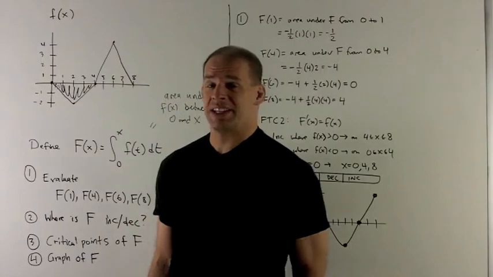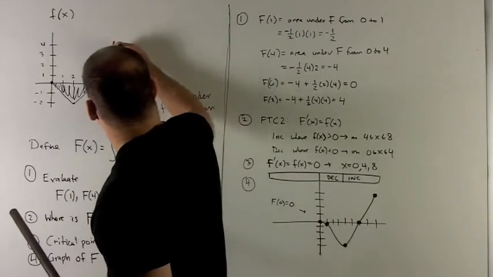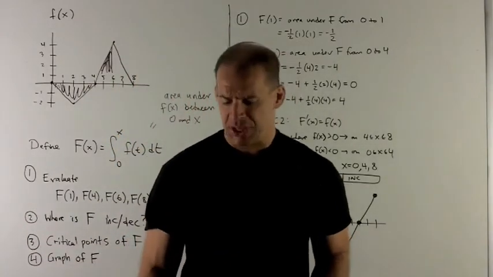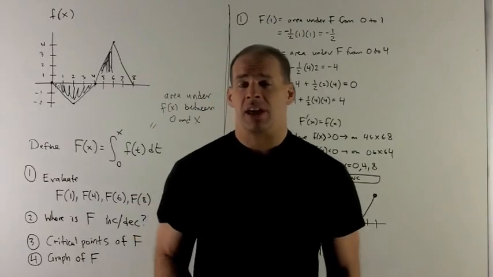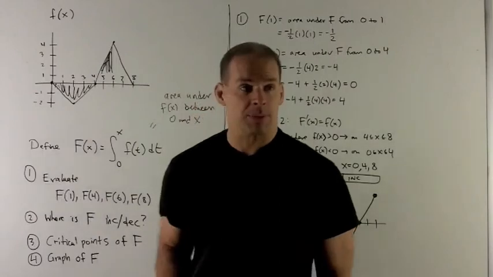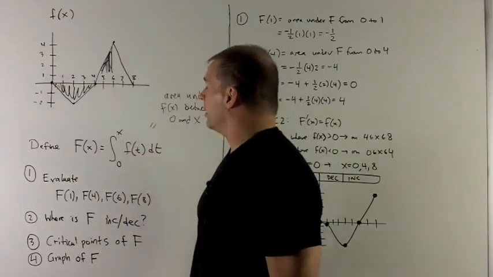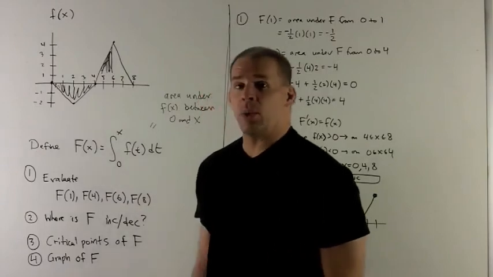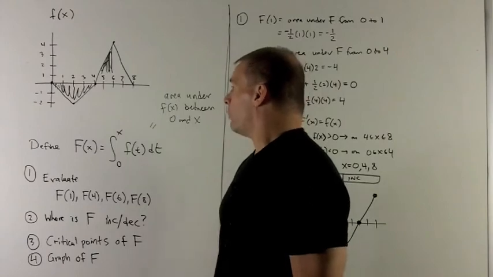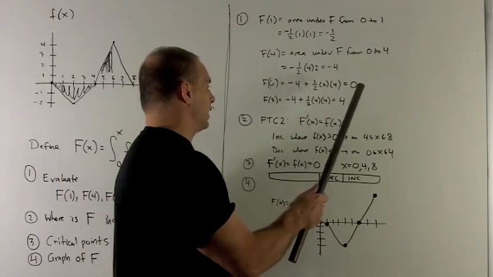For F of 6, same idea. I go out to 6, and so now I have one piece under the x-axis, another piece above. So the piece below, we already calculated, that's minus 4. The piece above will have a positive sign on it. So we just take the area, which is again 1/2 base times height. That's going to give me 4. So I add the two. That gives me minus 4 plus 4 gives me 0.